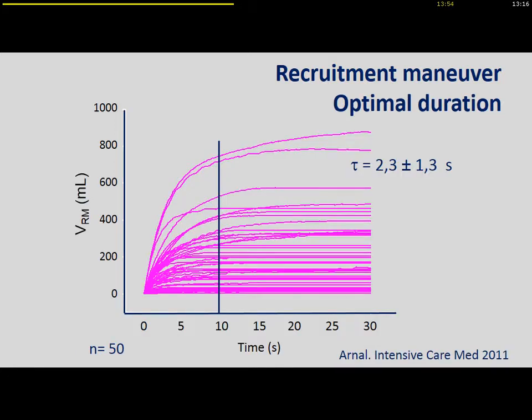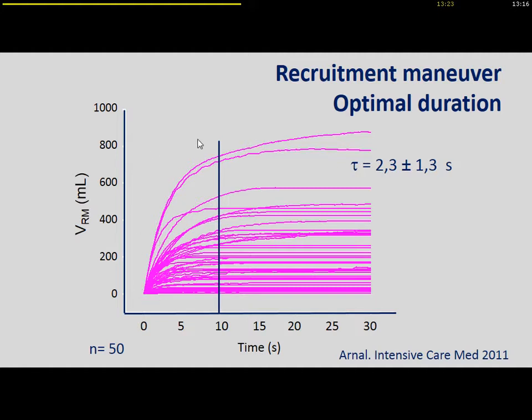Regarding the duration of the recruitment maneuver, in this study, we performed a sustained inflation recruitment maneuver at 40 centimeters of water for 30 seconds. And we were able to measure the volume increase during the recruitment maneuver. So you see, each line is an individual patient. We had 50 patients. In some patients, we did not recruit at all. And in some patients, we recruited 200, 400, or even more.